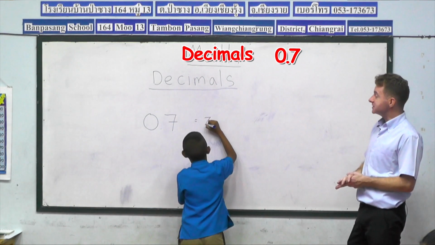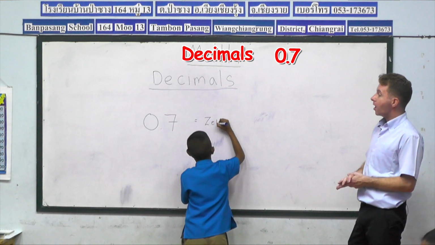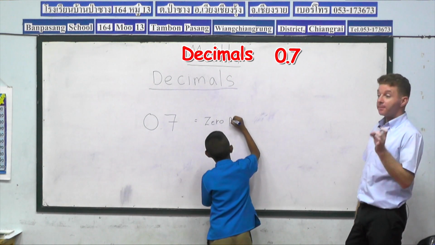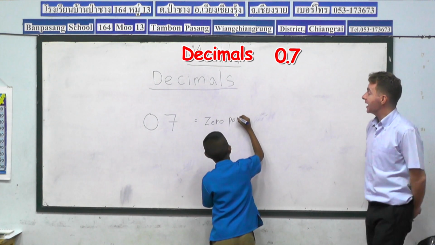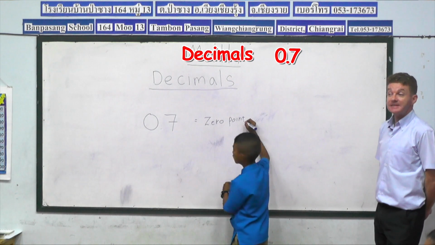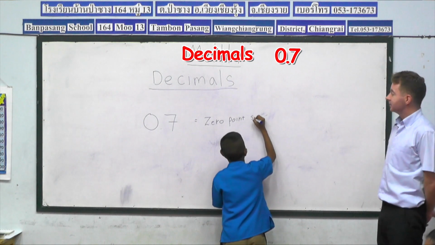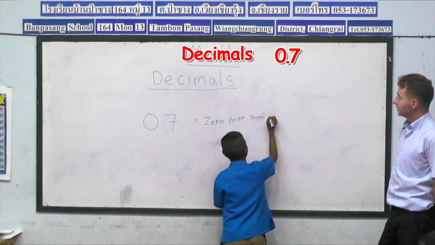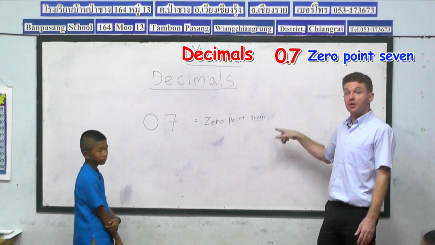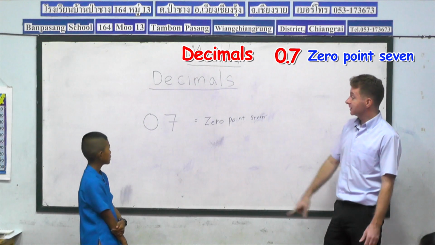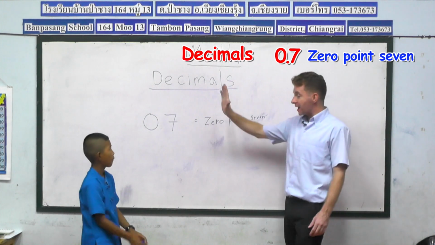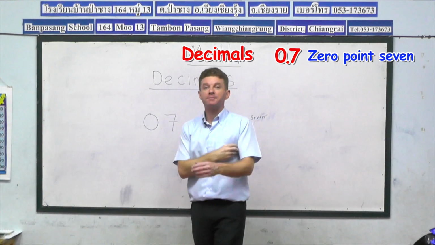So zero, Z, E, R, O. And then what's the next word, guys? Point. P, O, I, N, T. And this time, not 0.4, it's 0.7. How do we spell that? Excellent. So you can see we have the decimal number 0.7 and then the number in word form. So Pat, can you say? 0.7 is correct. Well done, Pat. High five and a big round of applause for Pat, please, guys.